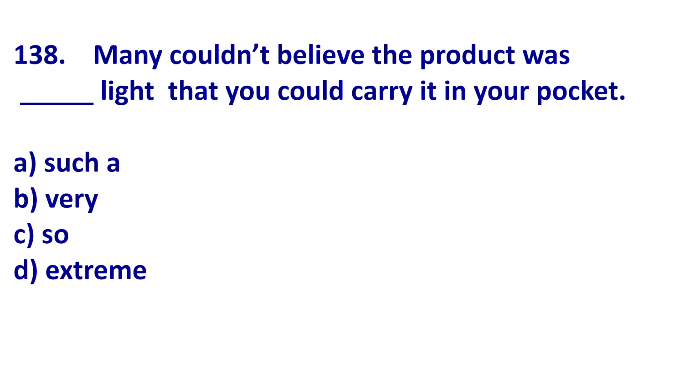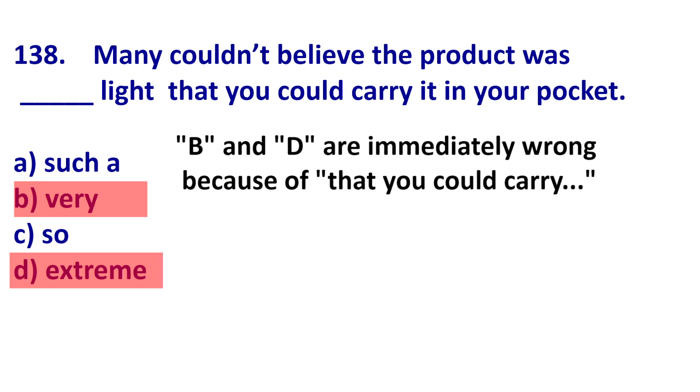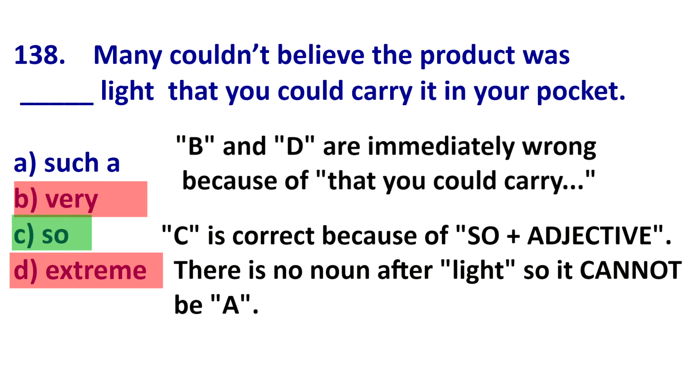Let's look at one more example. Many couldn't believe the product was blank light that you could carry it in your pocket. Well, we know very and extreme are wrong right away because we have that you could carry it in your pocket. So we have a result. So the answer is C. So, because it is an adjective. It was such a light product that you could carry it in your pocket, but the product was so light that you could carry it in your pocket. All right, so don't make those small mistakes because they usually come up once or twice on TOEIC.